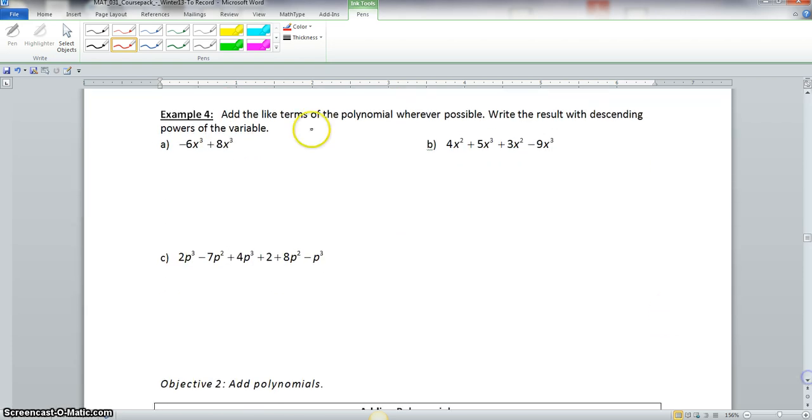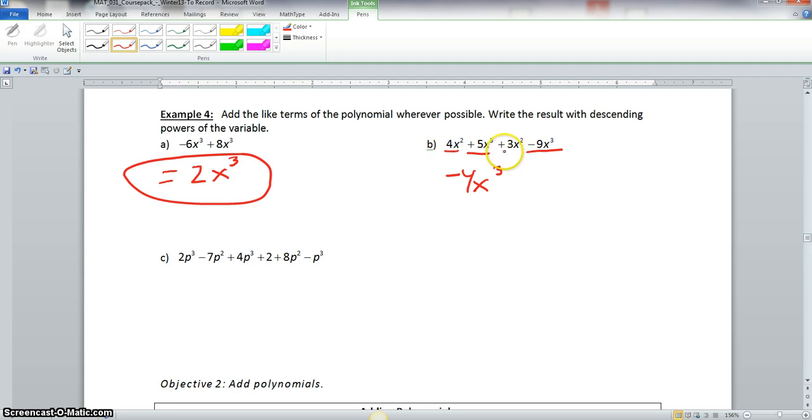Now, example 4, it says add the like terms of the polynomial wherever possible. Write the result with descending powers of the variable. Now, these two terms are like terms. So we know negative 6 plus 8 is 2, and we bring down our x cubed. So this is our final answer. Now here, we have x squared and x cubed. So we'll start with our x cubes. 5 minus 9 is negative 4, and we bring down our x cubed. 4x squared plus 3x squared is 7x squared. So this here is our final answer.